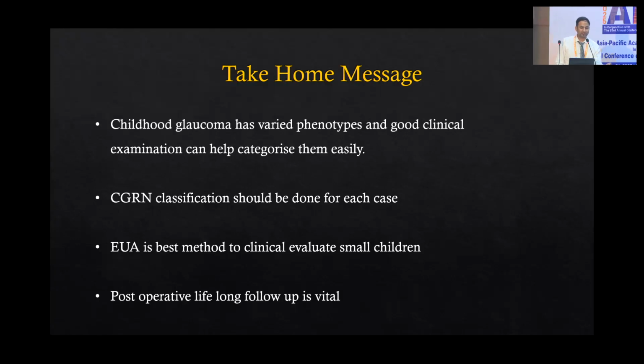So, take-home messages: childhood glaucomas have varied phenotypes, and good clinical examination can help categorize them very easily. We need to diagnose and categorize them in proper format so that we can prognosticate them and follow them. A CGR and classification should be done for each case, and use the best way to clinically evaluate small children. And it is very important that we tell them that post-operative lifelong follow-up is vital. It's not like a one-time surgery. We need to follow them very carefully.